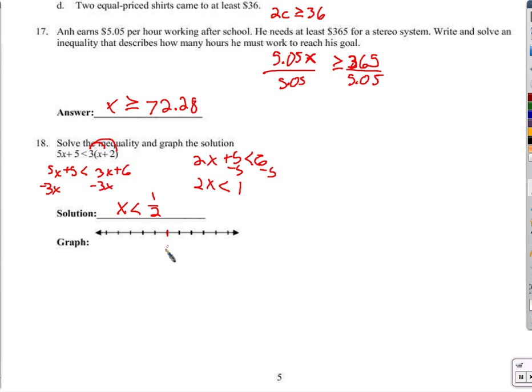Let's say we make this 0. We can make this 1 and this 2, because it's not labeled at all. We can make the scale anything we want. It just needs to be less than 1 half, and 1 half, since I've done it this way, is right on this tick mark. It can't be equal to 1 half, so we'll just put an open circle there, but it can be anything less than that.